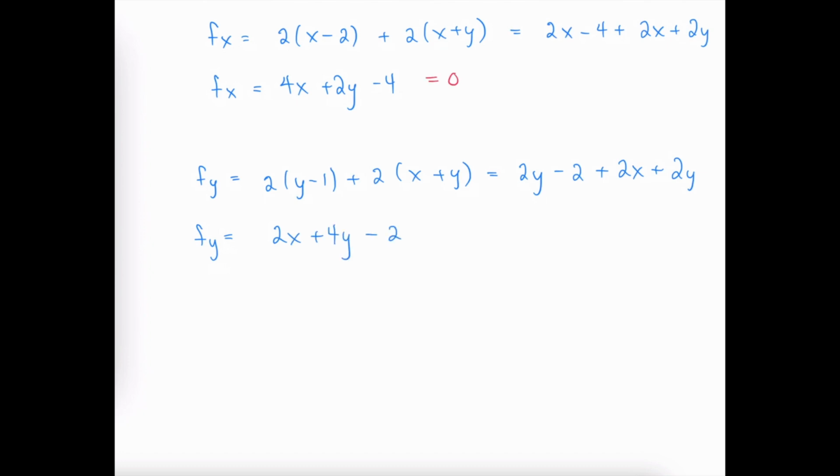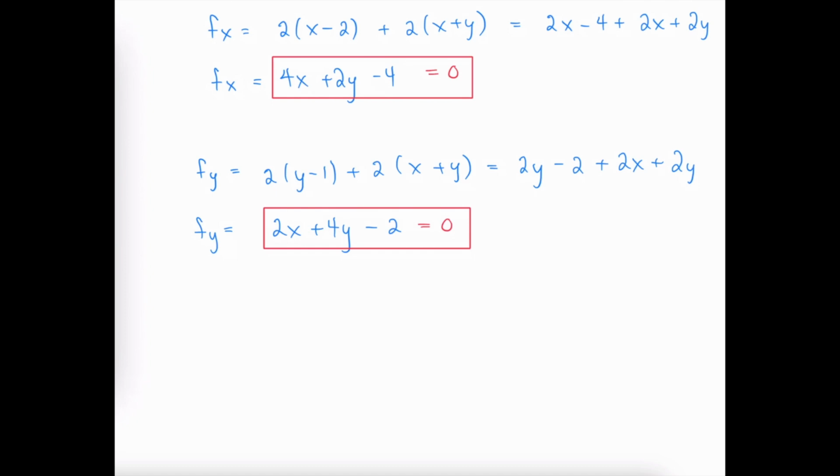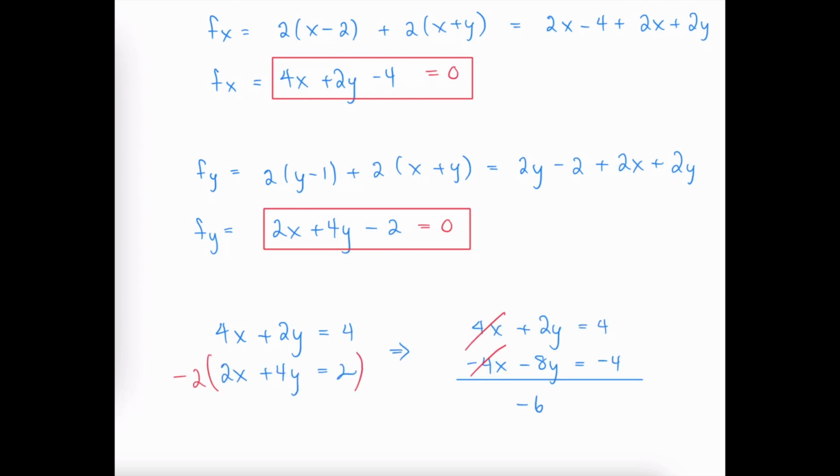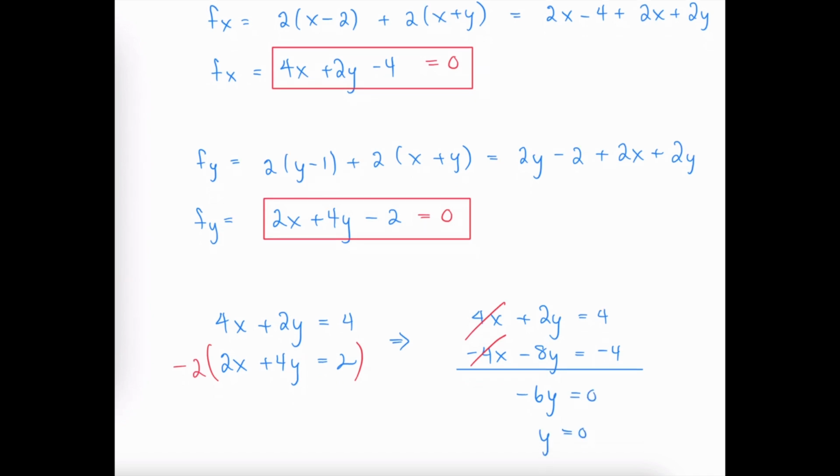Now we'll set each of these equal to 0 and find the (x, y) ordered pair that makes both 0, which basically means to solve this system of equations. And let's use elimination to get -6y = 0 and y = 0. We can take that back to either one of these equations and see that if y = 0, x is going to need to be 1. So the critical point is the ordered pair (1, 0).